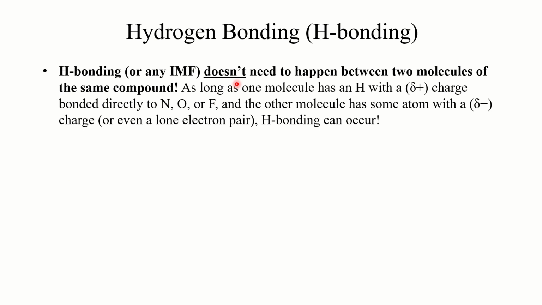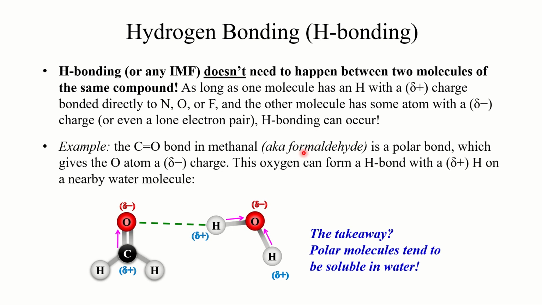H bonding, however, doesn't need to happen between 2 molecules of the same compound. It is possible for it to happen between 2 different molecules, as long as one molecule has a hydrogen with a positive charge bonded directly to an N, O, or F, and the other molecule has some atom with a partial negative charge, or even just a lone electron pair. Hydrogen bonding still can occur.